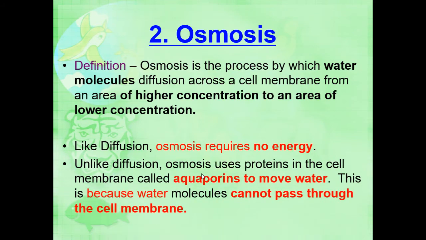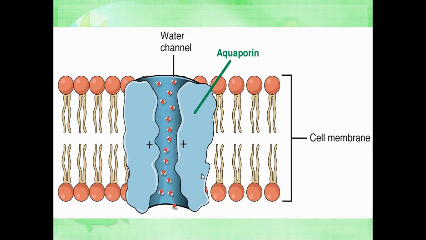Now, unlike diffusion, osmosis uses proteins in the cell membrane called aquaporins to move water. This is because water molecules cannot pass through the cell membrane. That cell membrane is nonpolar because of those fatty acid tails, so it refuses to let water pass directly through it, which is why it has to use those special aquaporins.